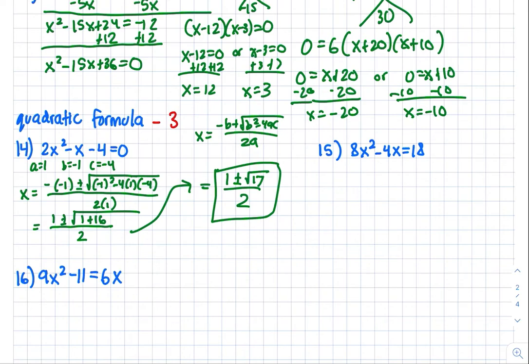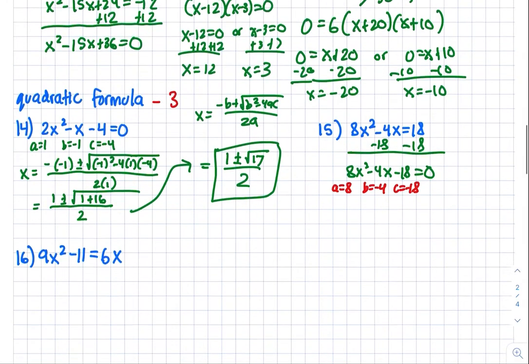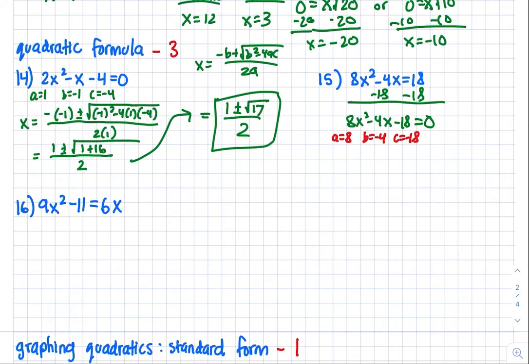15, set it equal to 0 first, right? Minus 18 to both sides. 8x squared minus 4x minus 18 is equal to 0. So your a value is 8, your b value is negative 4, and your c value is negative 18. Now we're going to plug it into your quadratic formula. So x is equal to negative of negative 4 plus or minus the square root of negative 4 to the second, minus 4 times your a, which is 8, times your c, which is negative 18, all over 2a, which is 2 times 8.